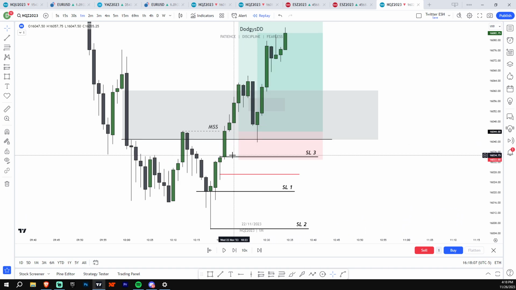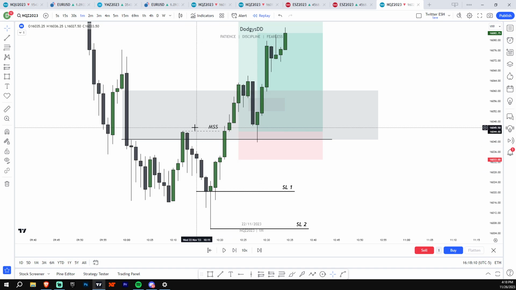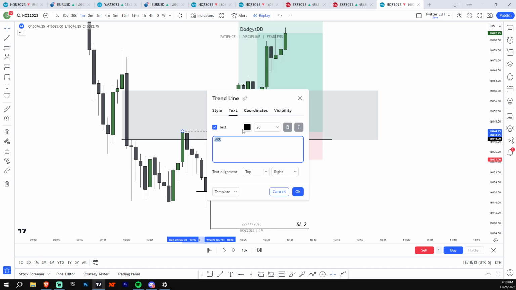And yes, this is also a change in state of delivery as well. So this is a market structure shift, and it was a change in state of delivery. And if you don't know what that is, make sure to watch T-Trade's video. It's in the gold nugget section.